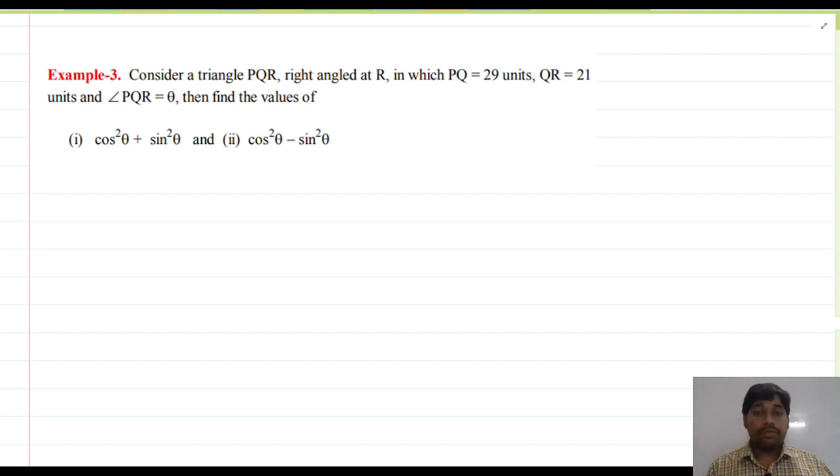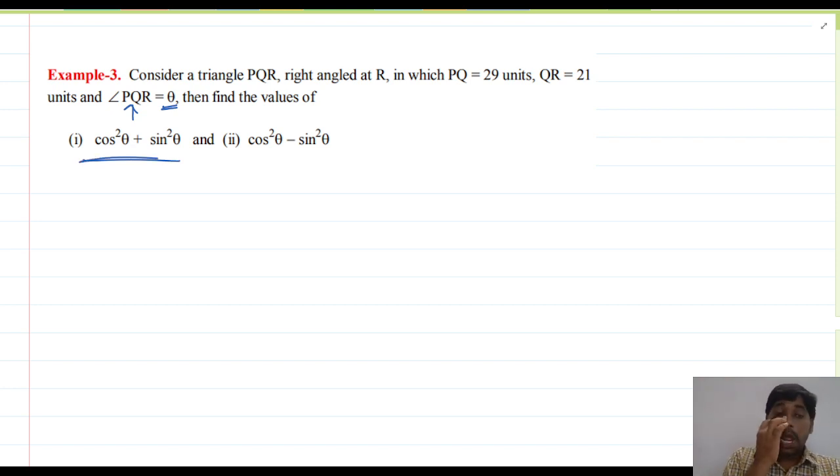Next, one more question. If not clear, please go through it again and watch the video, you will get clarity. So example 3: consider triangle PQR. PQ is given as 29 units, QR is 21 units. Then the angle at vertex P is theta, and we have to find this.